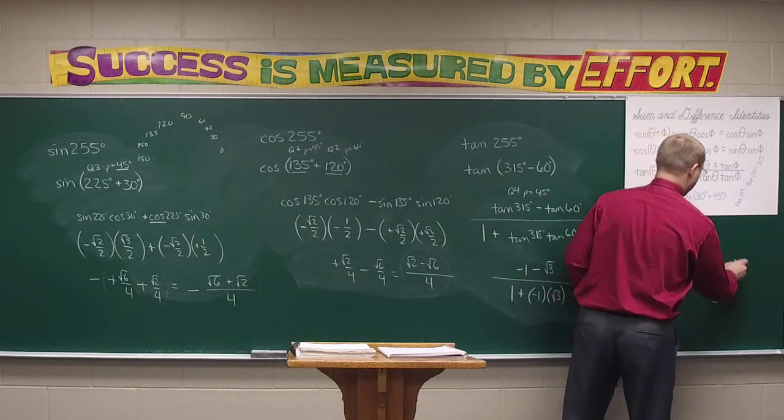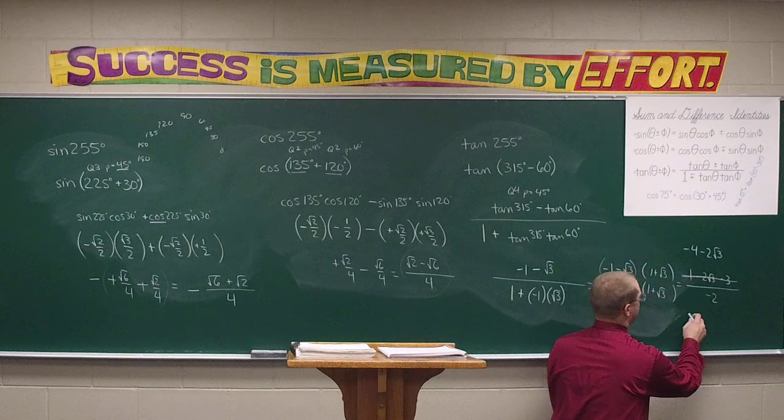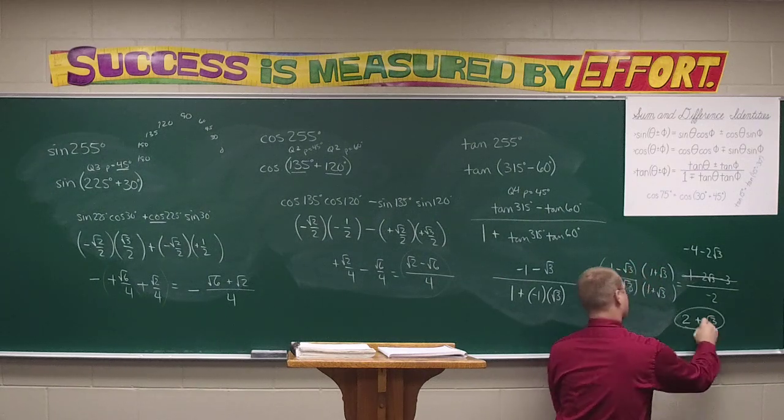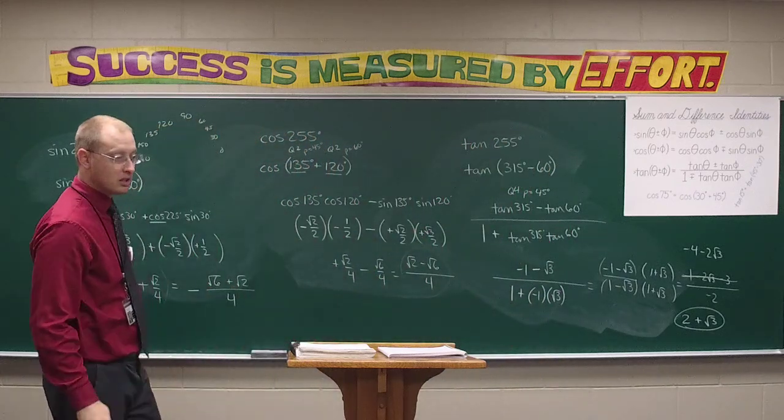Negative 2 times the square root of 3 all over negative 2 gives me an answer of 2 plus square root of 3, and there's my answer. Okay, so I actually had this because on this one I did do 255 for some reason.